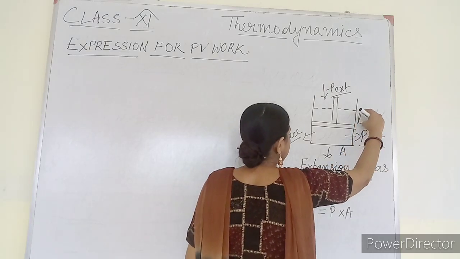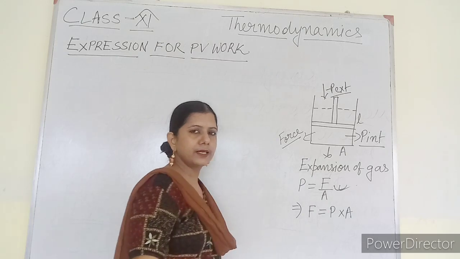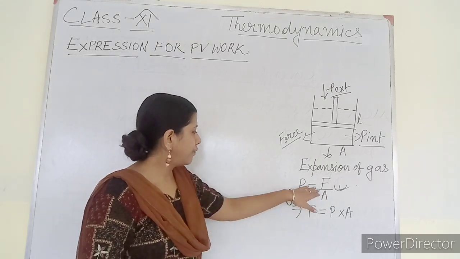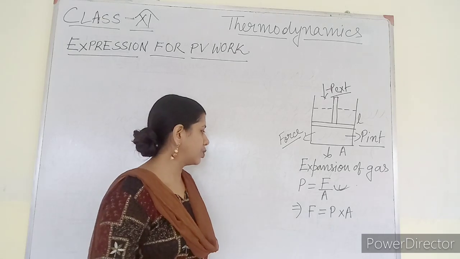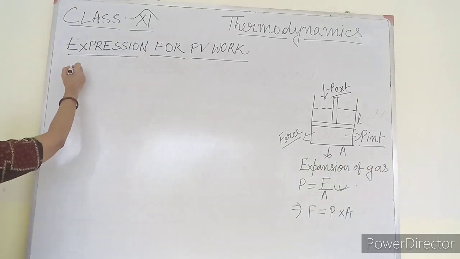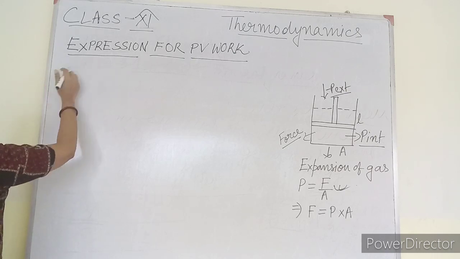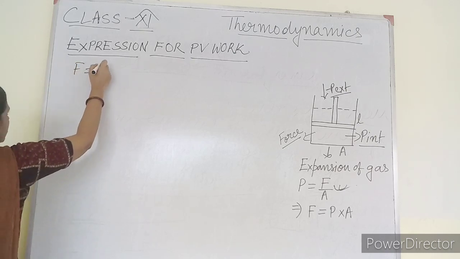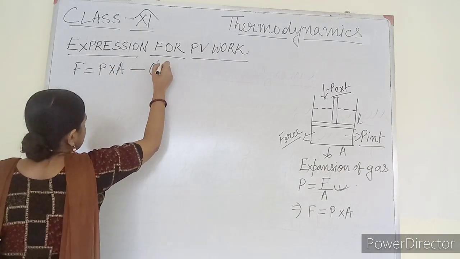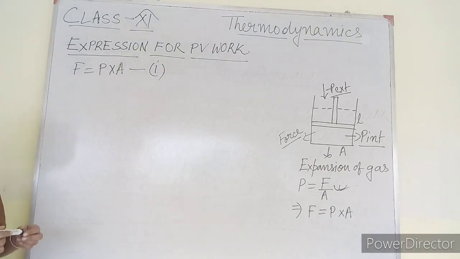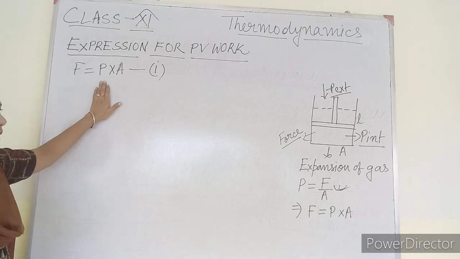This portion is the increase in the length of the piston. So force equal to pressure into area. This is my first equation. I will write that force F equal to P into A. This is my first equation. Now F equal to P into A.